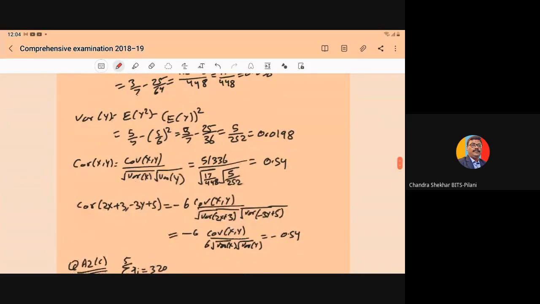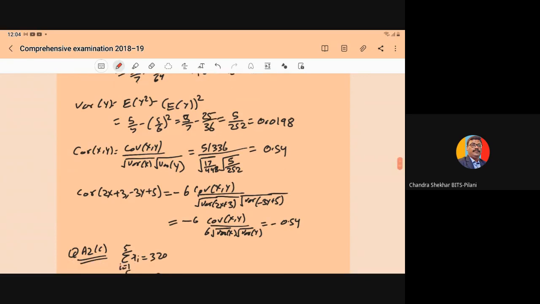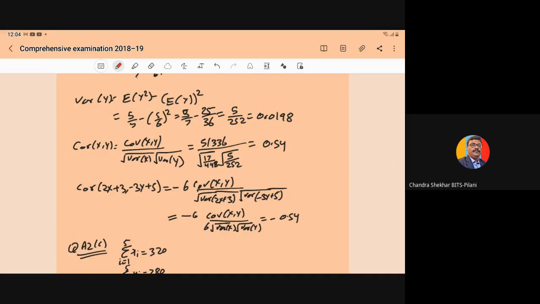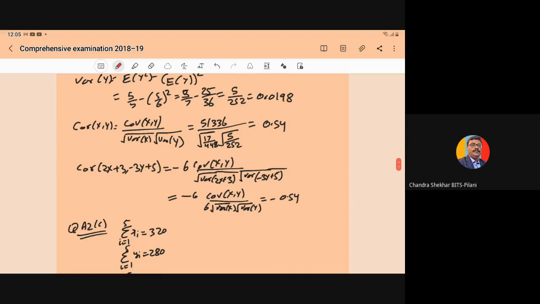So correlation between x, y will be given by the covariance of x, y upon root of variance of x into root of variance of y, the positive square root of variance of x and positive square root of the variance of y. So the covariance we have just computed as 5 upon 336, and variance of x as 17 upon 448, and 5 upon 252. So we put the values here, and you will get 0.54 on solving.